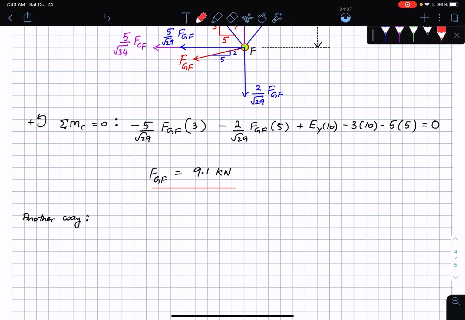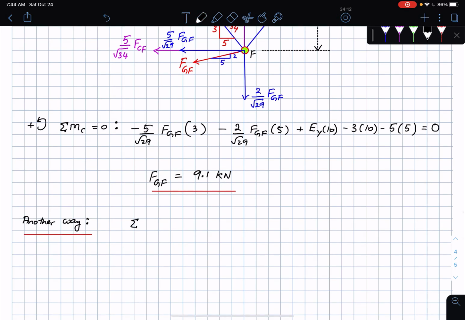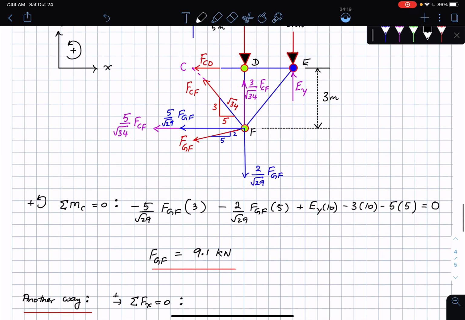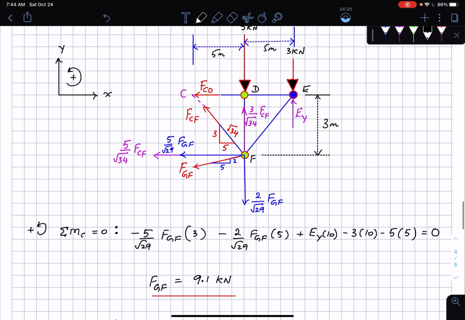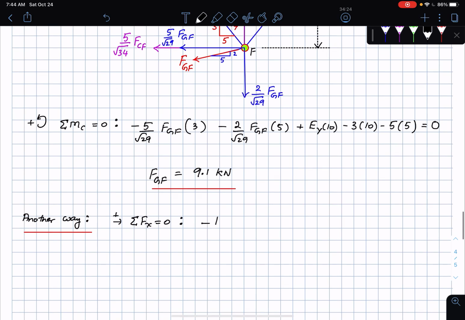Another way is you just write down the sum of the forces in the x direction, and set that equal to 0. What are the forces in the x direction? Well, I have several of them here. I have FCD pointing this way, so minus FCD. Then I'm going to have minus 5 by root 34 FCF, minus 5 by root 29 FGF, and that should be all the forces. That's equal to 0. I could call this equation 1.